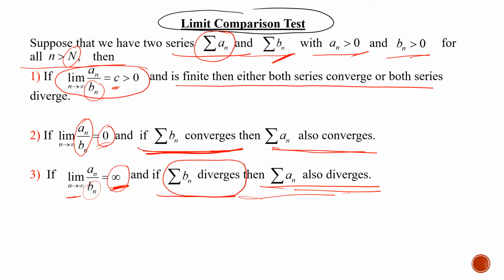So let us take some examples. Example number one. Determine whether the following series is convergent or divergent. So I have this series and I want to see whether this is convergent or divergent.